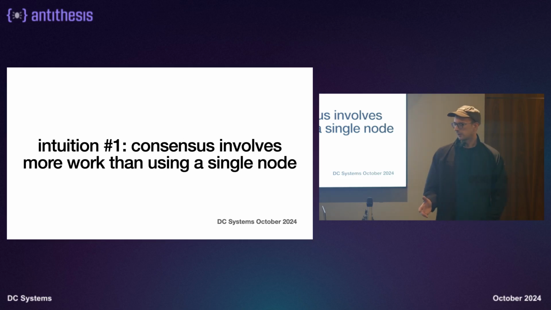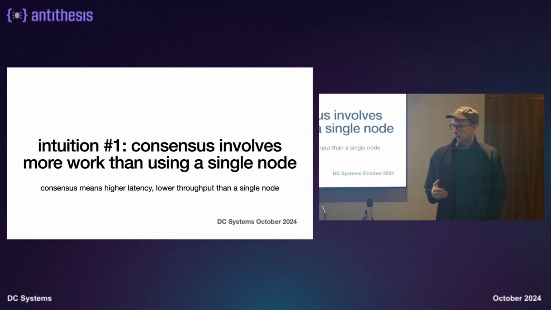So the first major intuition to take away from here is that consensus is doing more work than if you were going to do this with a single node. In a single node database, when we want to write some data, we just write it. But in consensus, we have to replicate that write command to all the nodes in the cluster. We have to wait for the majority of them to respond, and then we can apply that change locally to our state machine, and then we can return.